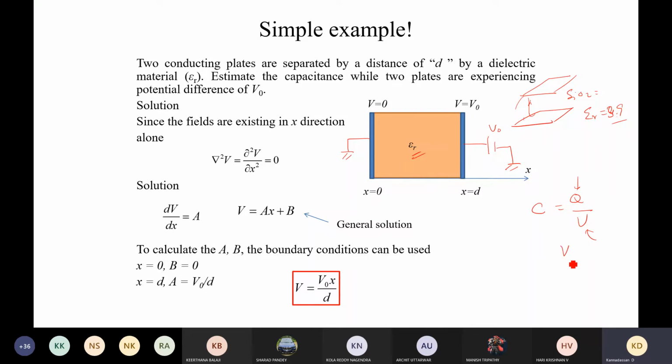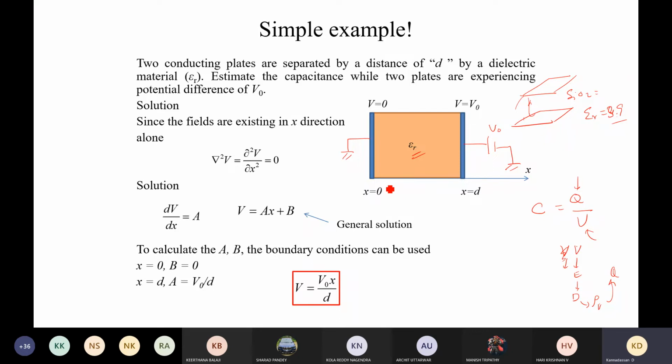So from the boundary value problem, from the boundary conditions, we will calculate V. From V, we can calculate the electric field. From this, we can calculate D. From this, we can calculate the charge density. Let's take this as a volume charge density, and then we can easily calculate the Q. So when we substitute this Q and V, we will get the answer, that is the capacitance. So that is what we are going to do. So let's see how to solve the boundary value problem.